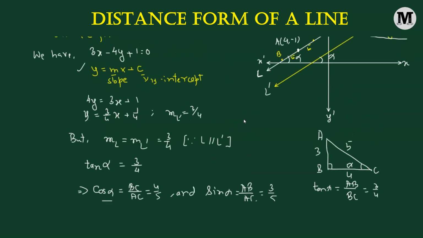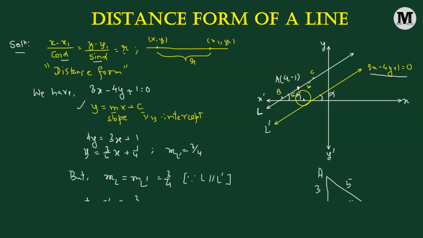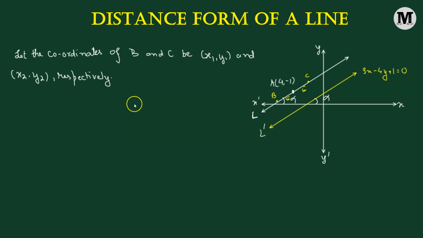Now we're going to apply the distance formula. So for this, let's look at the diagram here. In order to apply the distance formula, we need 2 points. If we consider the line L, we actually have 3 points, B, A as well as C. We have the coordinates of A, so what we need here is the coordinates of B and C. Suppose that the coordinates of B and C are x1, y1 and x2, y2 respectively.